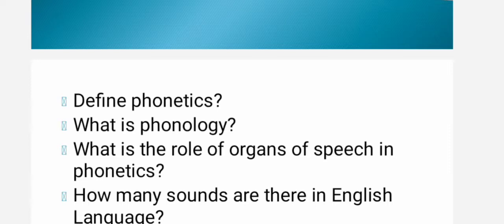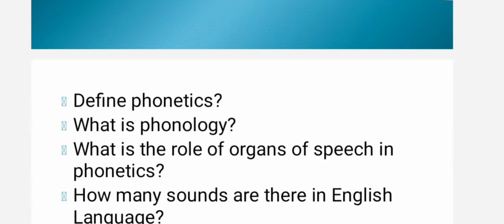Next, what is the role of organs of speech in phonetics? Whenever the phonetics class begins, an important topic is organs of speech, so everyone should know that. What is the role of organs of speech in learning phonetics? Organs of speech, otherwise speech organs or articulators, produce the sounds of language.